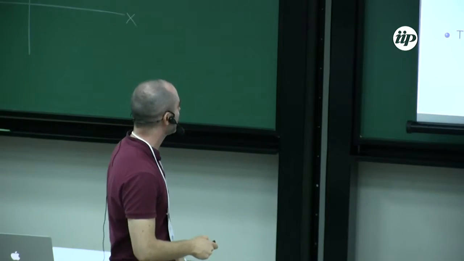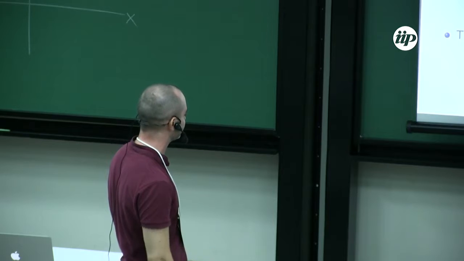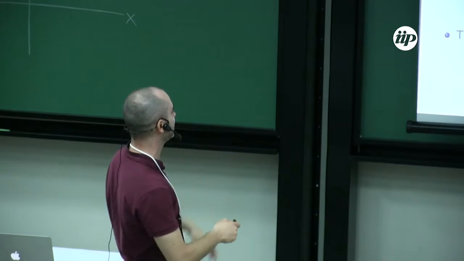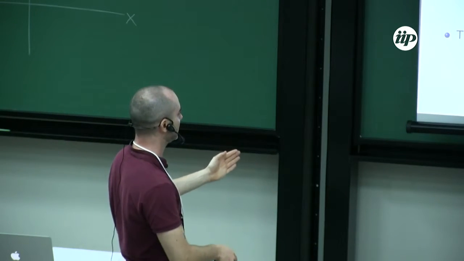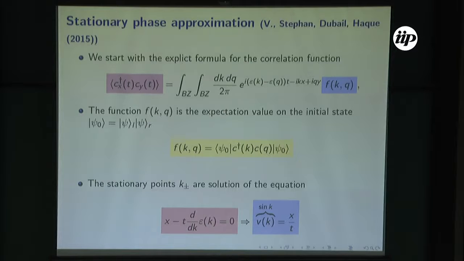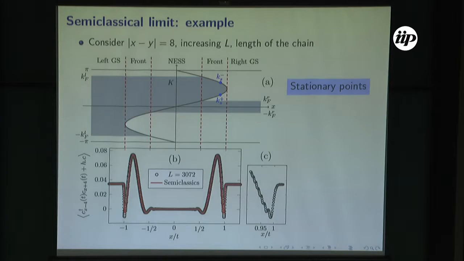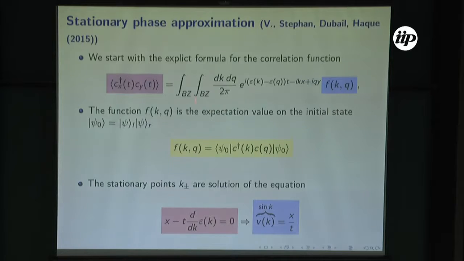Yes. You can see k and q, but the phases, I mean these equations, are uncoupled. Okay. So it's the same. So essentially that's the thing. And you can look at where these stationary points are as a function of x over t, and then expand this double integral to sum.